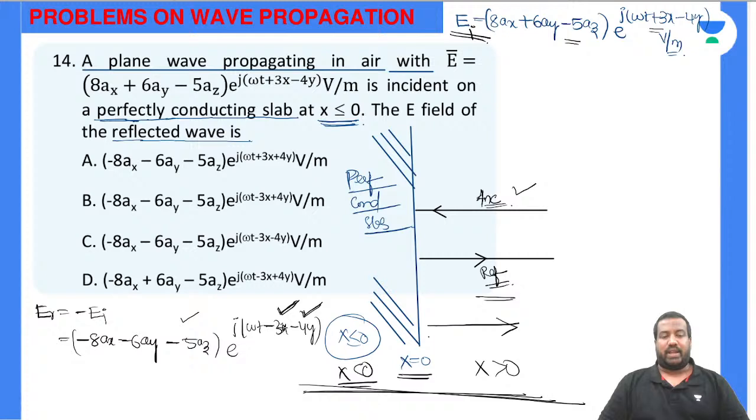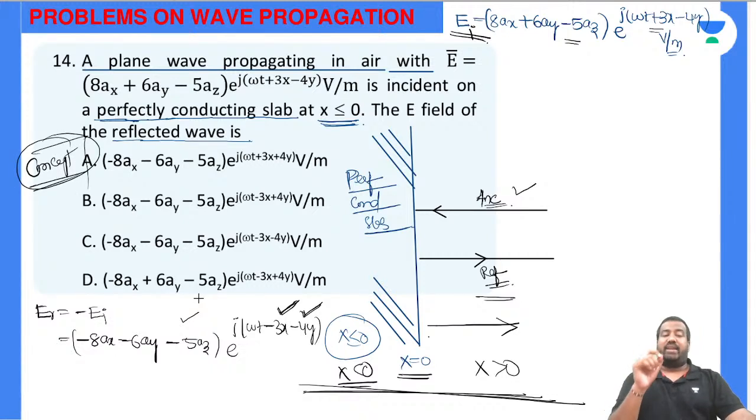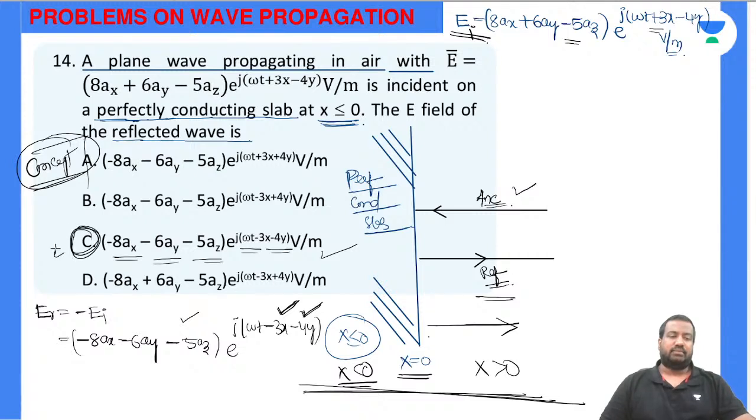These two changes are very, very important. Both changes are conceptual, and nothing was substituted into any formula. That's why these concept oriented questions are very important, and in theory we covered these kinds of concepts rigorously. So the answer is minus 8ax, minus 6ay, minus 5az, e power j of omega t minus 3x minus 4y volt per meter. Option C is the answer.